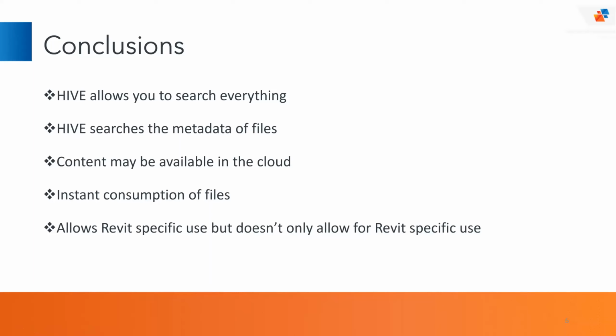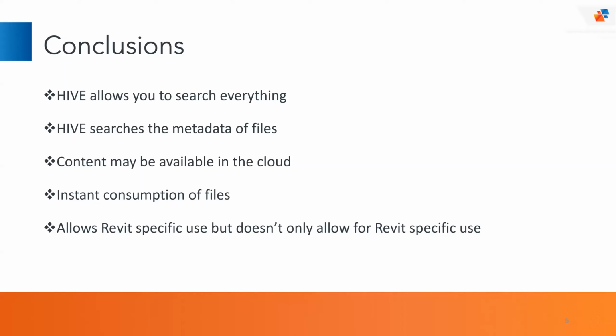With that data, you can then filter down to what you are looking for, and also save your searches, so that you don't have to repeat the looking and setting of the filters. Content may be available in the cloud, but also locally on your machine. Instant consumption of files: when you select a file, it automatically brings it right into your machine and into the project, so it is not being lost in translation.